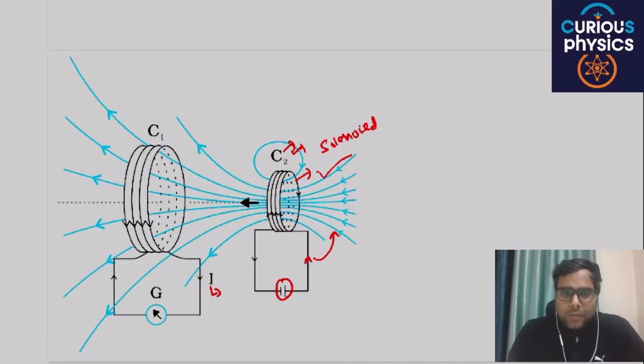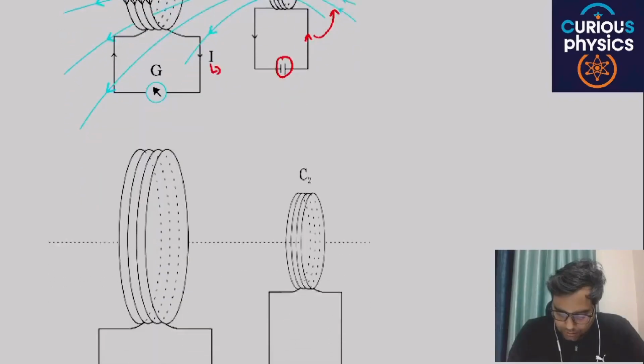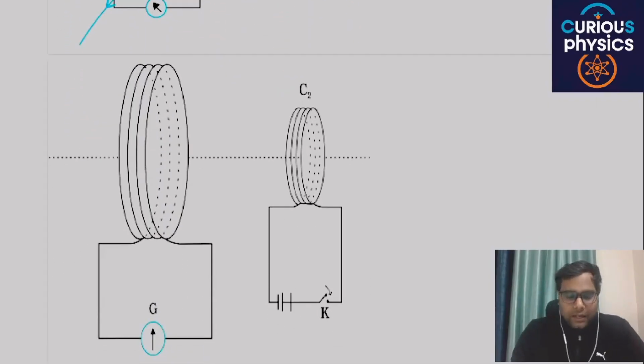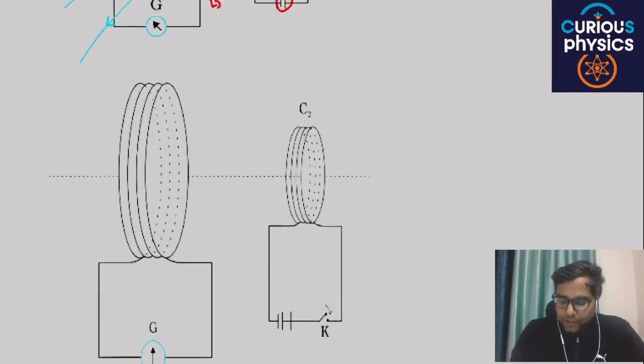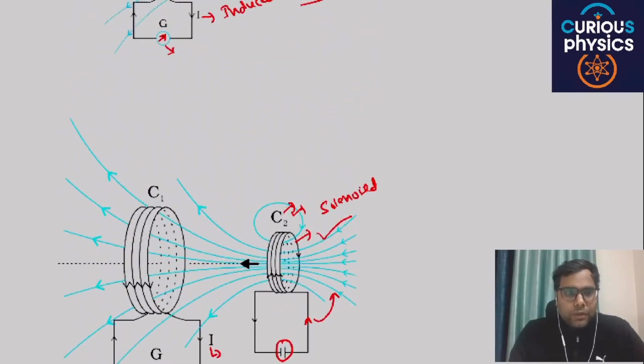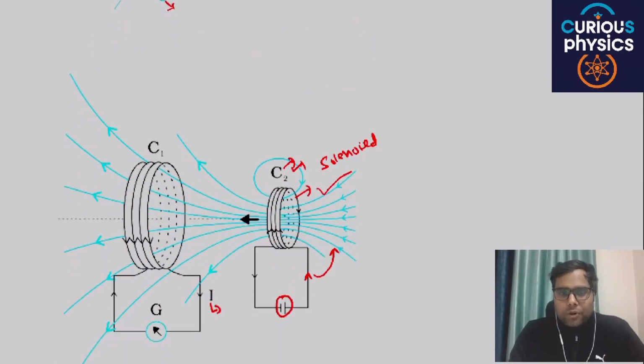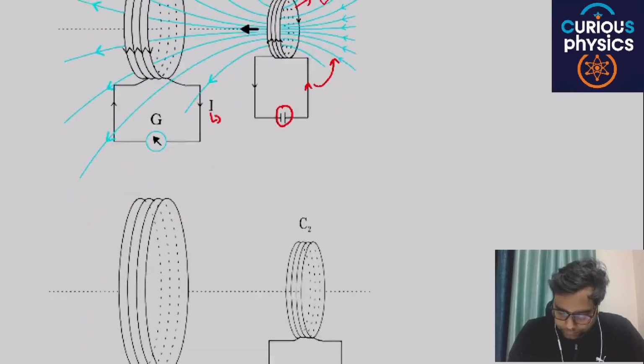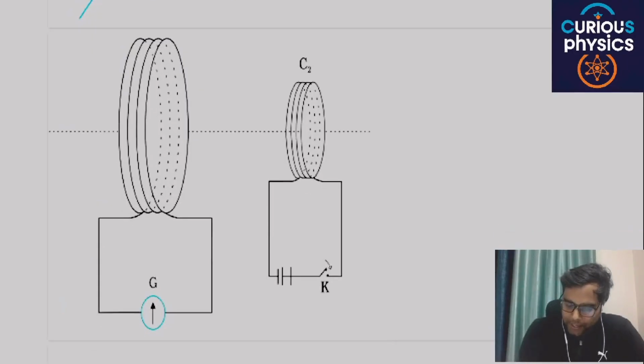Are you able to understand my point or not? But in the third experiment, relative motion between a magnet and a coil, or between two coils, is not the basic or necessary condition for the production of induced current. Here, if you tap the key in coil C2, you will see a small deflection in the galvanometer.